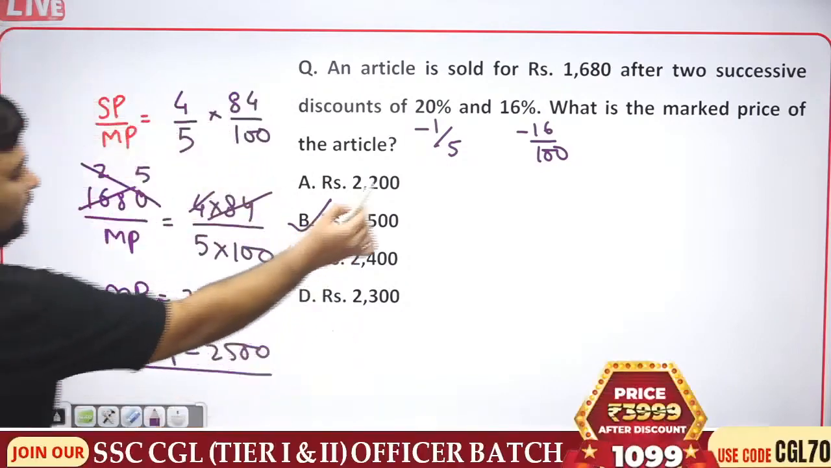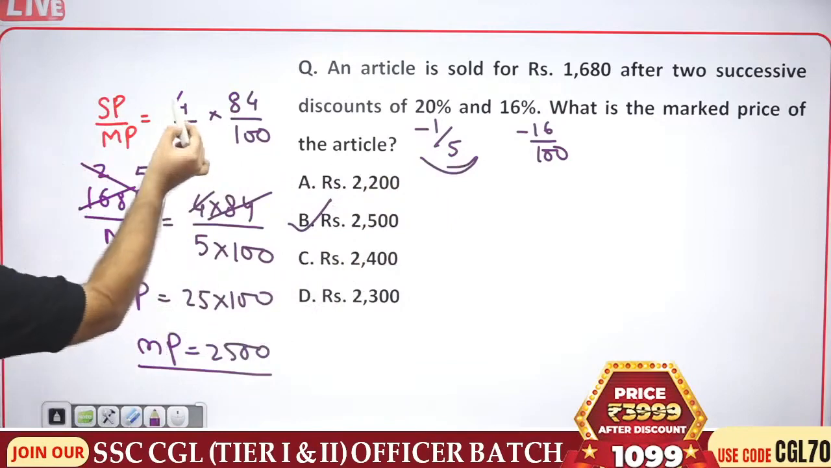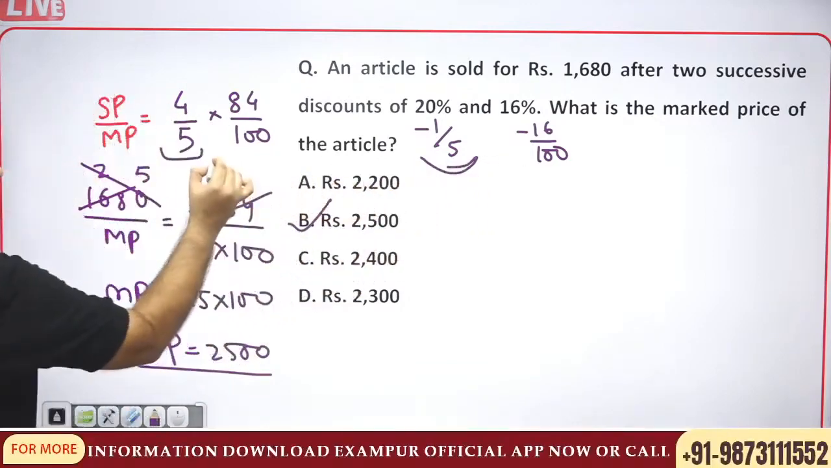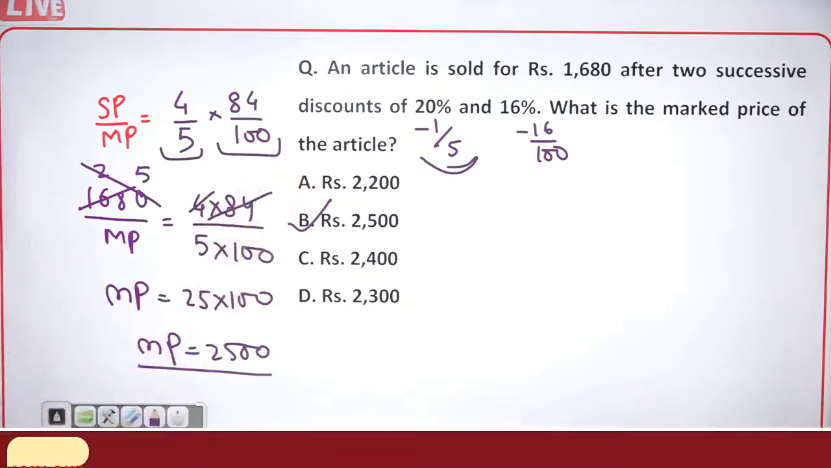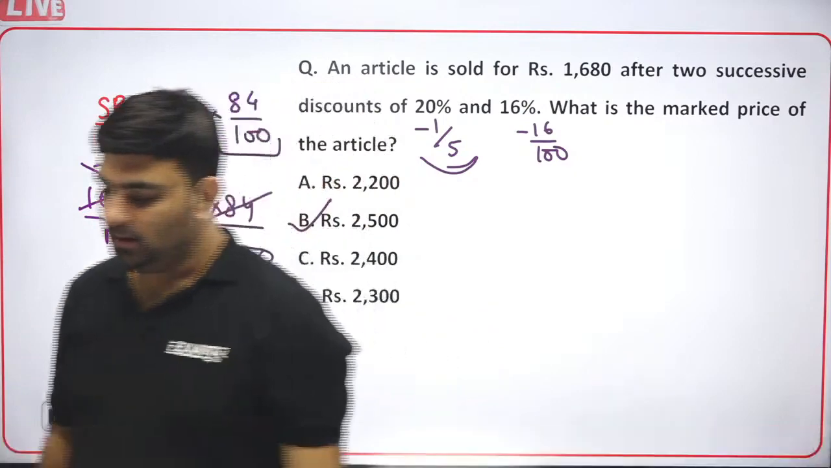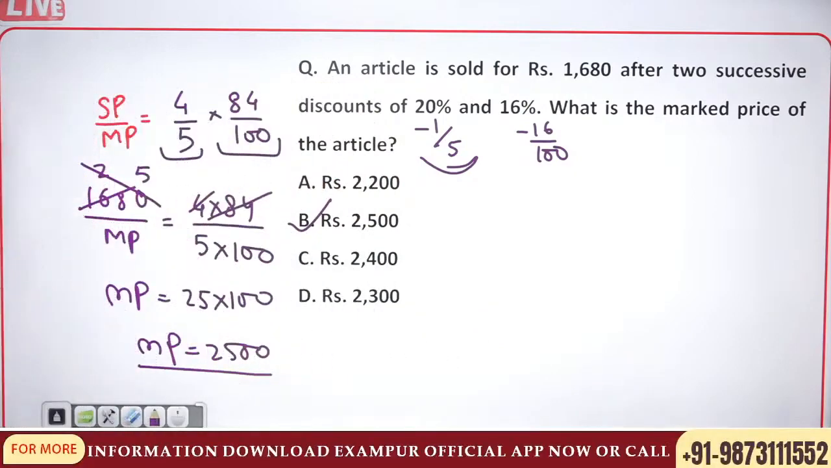First discount of 1 over 5, so SP is 4 by 5. Second discount of 16 over 100, so selling price is 84 over 100. So it is 16 over 100.